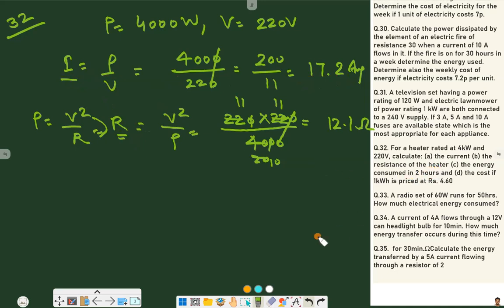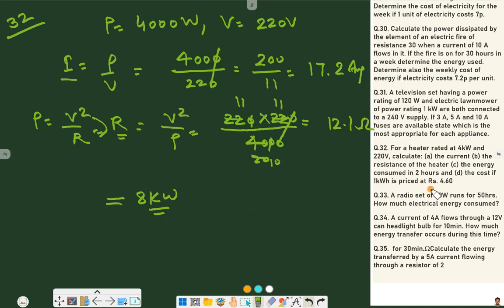Now we have to find out the energy consumed in 2 hours. So its rating is given 4 kilowatt. It is using 4 kilowatt in 1 hour. So in 2 hours it will be using 4 into 2 equal to 8 kilowatt hours. It will be using that in 2 hours.